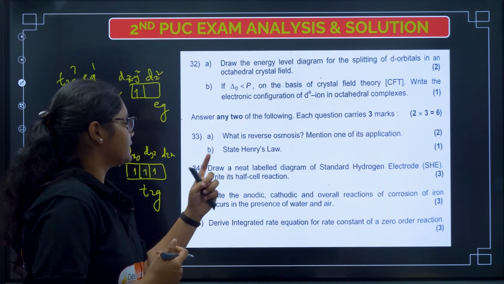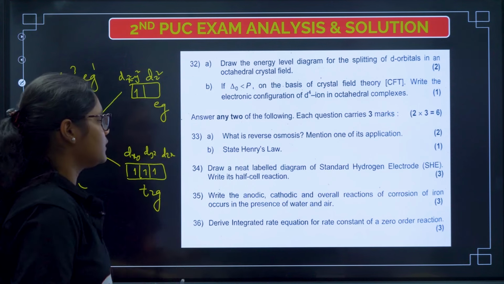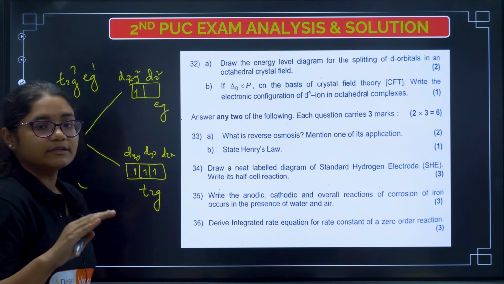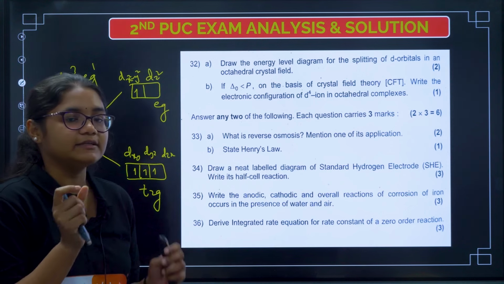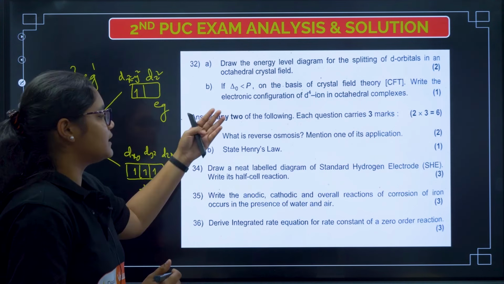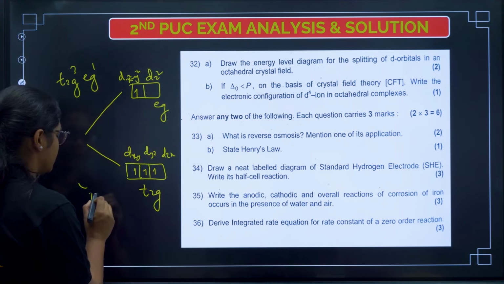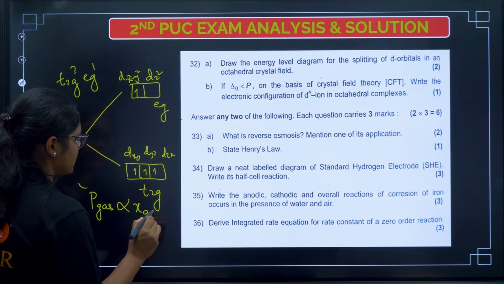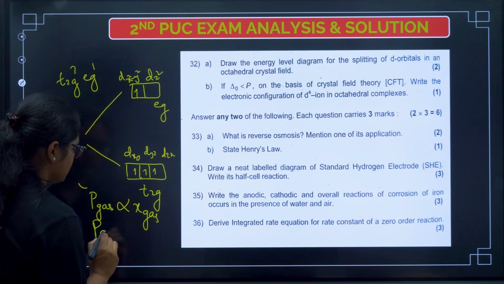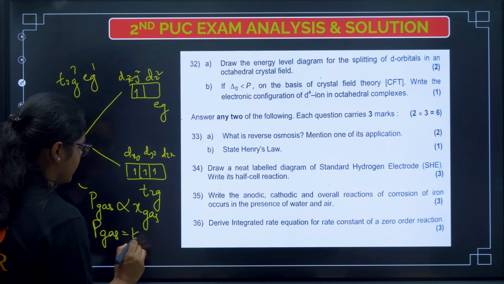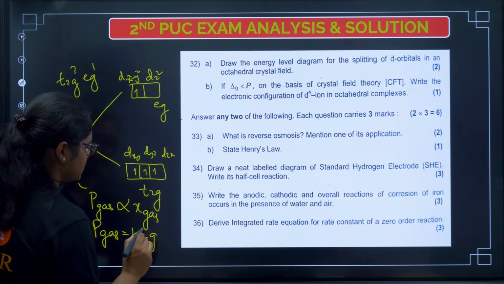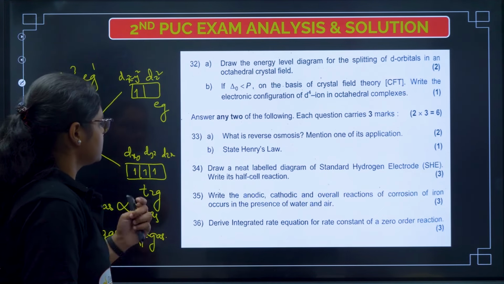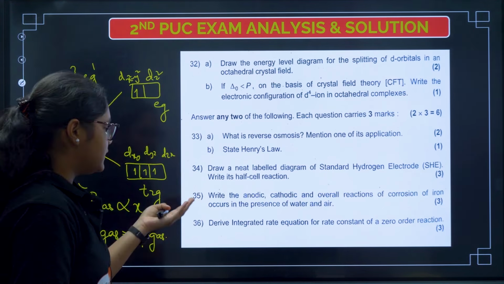Next, state Henry's law, very important one, direct definition. What you have to write: the partial pressure of the gas or the solubility of a gas in a liquid is directly proportional to the partial pressure of the gas above it. So you can write the expression P of the gas is proportional to X of the gas. So that will be P of the gas is equal to KH, which is your Henry's constant, into mole fraction of the gas, right? Okay, so this is also an easy question, direct question.